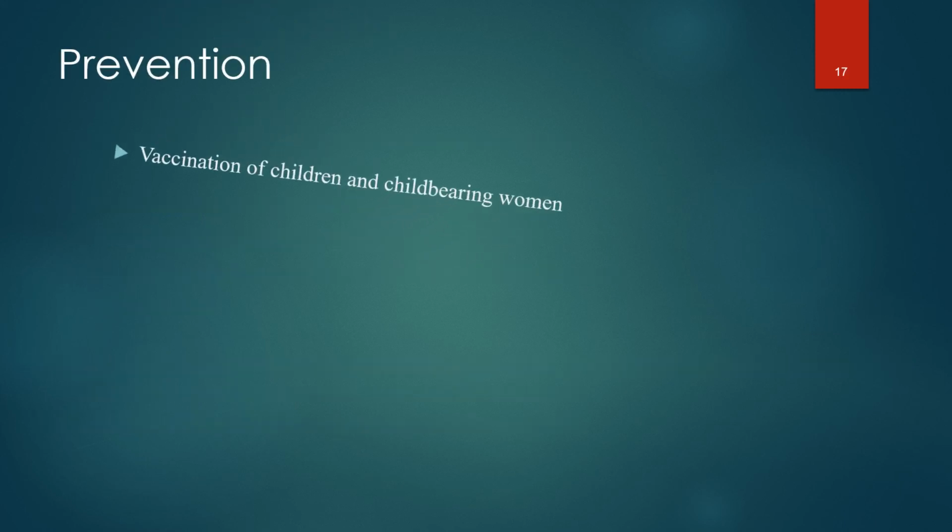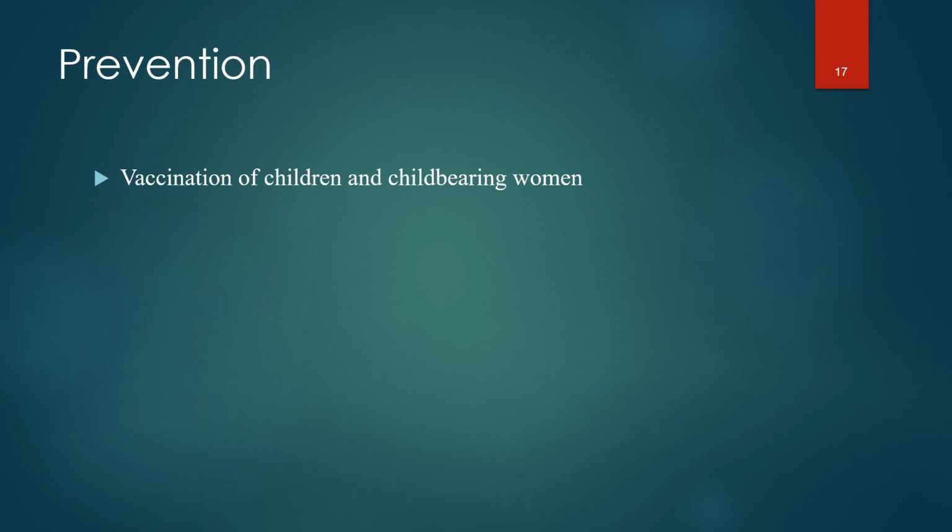When we see the prevention, vaccination of children and childbearing women is the most important prevention mechanism, and the other is proper wound management, because if wounds are not properly managed, an anaerobic environment is conducive to this bacteria. So vaccination and proper wound management are very important in prevention.